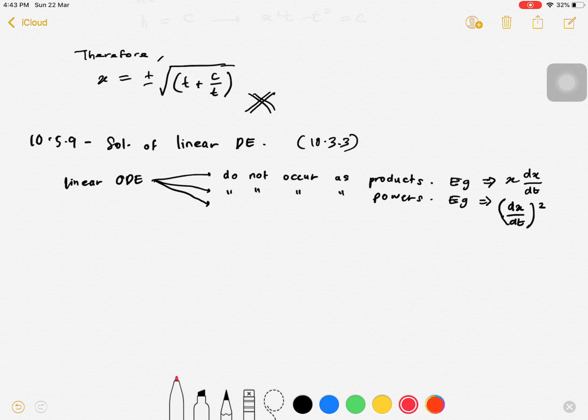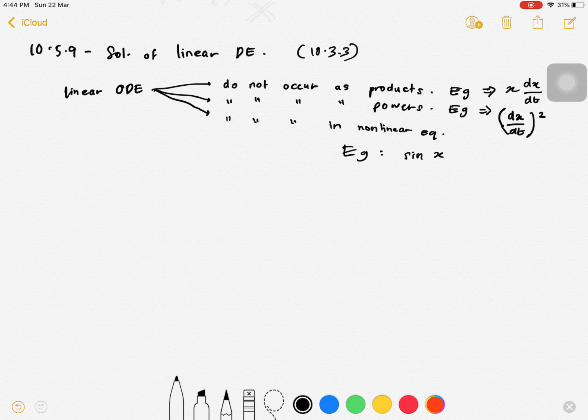And again, it does not occur in a non-linear function. Example, sine x. Again, x is the dependent variable, and sine is a non-linear function. When this occurs, the differential equation is not linear. Alright, so that's a little recap for you.